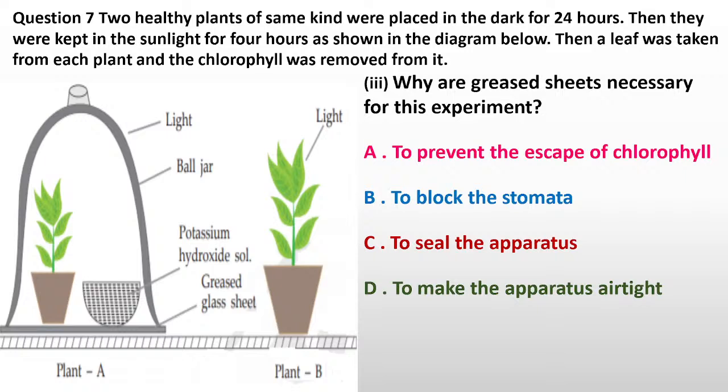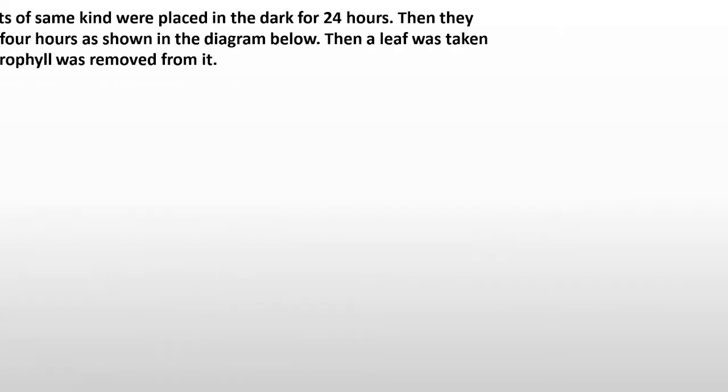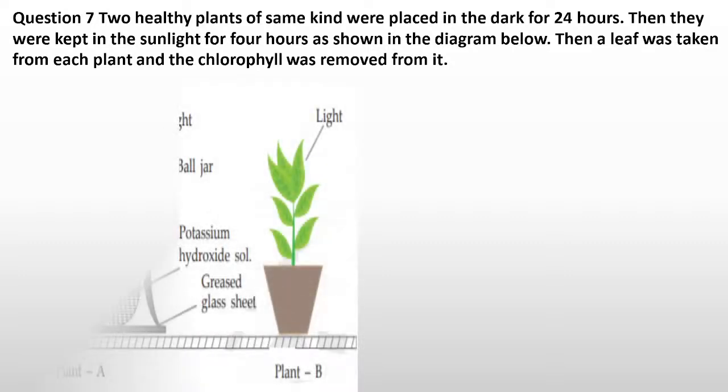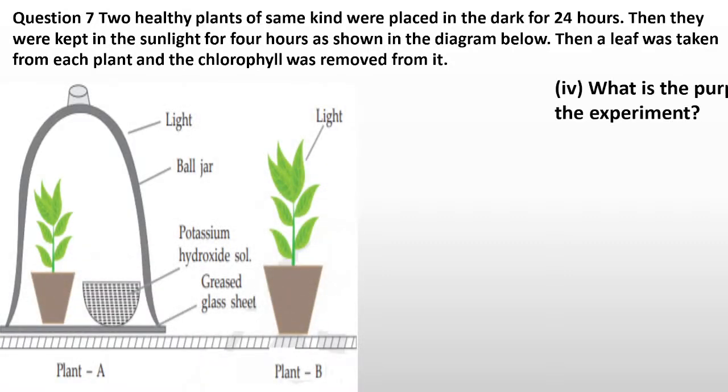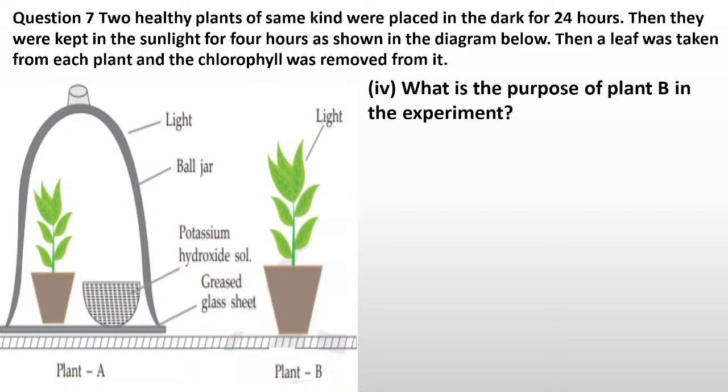So what is the reason that greased glass sheet has been used there? And the correct answer for this question is D, to make the apparatus airtight. So to make the apparatus airtight, greased sheets are essential in such experiments. Question number 7, again the same question, the same setup. The sub-question is, what is the purpose of plant B in the experiment?